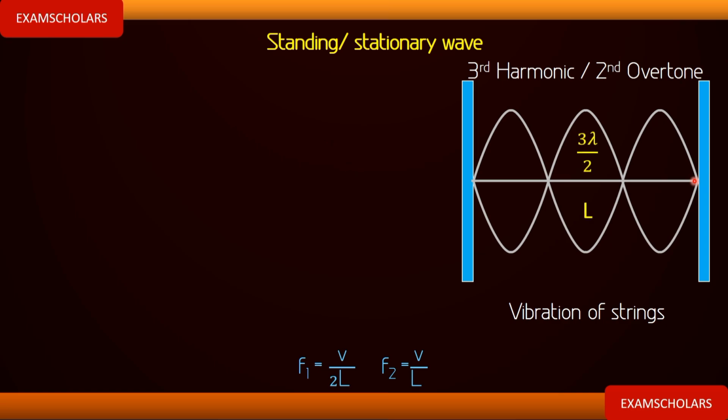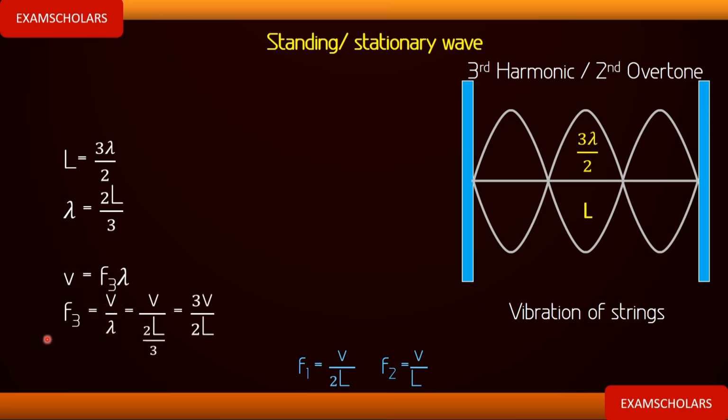Okay, now L corresponds to what? 3 lambda over 2. So let's quickly do that. L is equals to 3 lambda over 2. Make lambda the subject of the formula. You have 2L over 3. Now V is equals to what? F3 lambda. Because the sound that you're going to hear here will be of higher pitch, so it's going to have its own frequency.